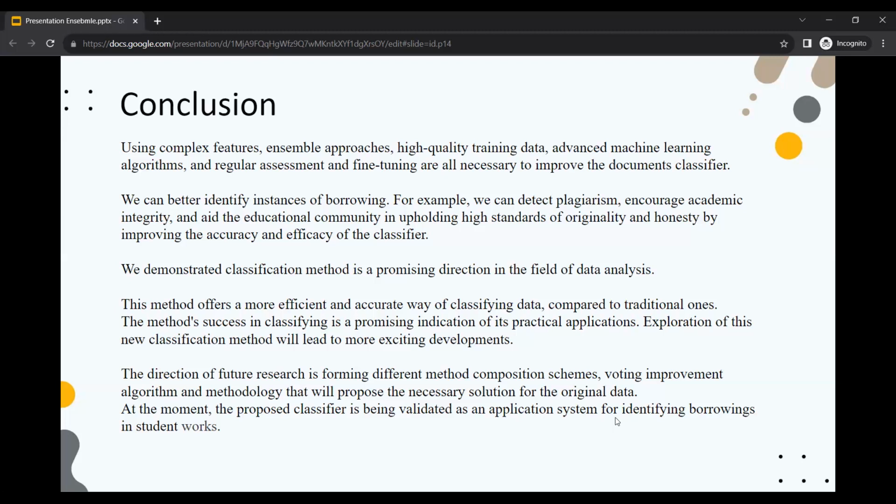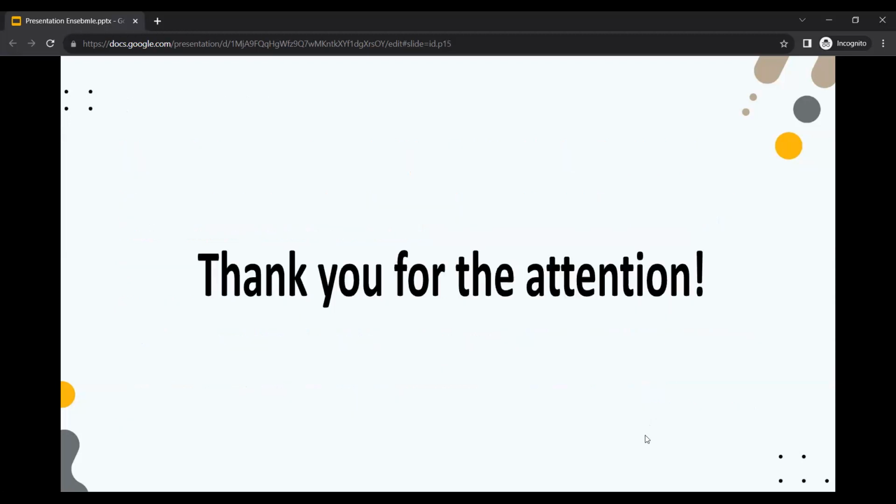And I'd like to add that the directions of future research are forming different methods, comparison schemes, voting improvement algorithms, and methodologies that will propose the necessary solution for regional data. At the moment, the proposed classifier is being validated in an application system for identifying borrowings in student works. Yeah, and that's all. Thank you for your attention.